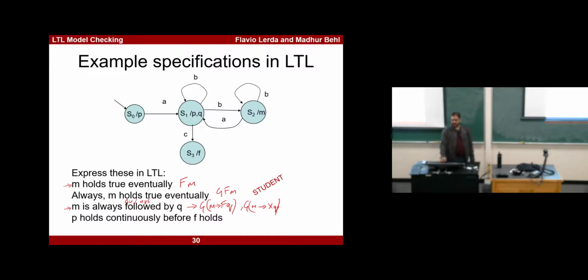And what's the last one? P holds continuously before F holds. How would you say this in LTL? P holds before F holds. Yeah, this is I thought the most straightforward one. P until F. When F holds, P must hold continuously until that point.